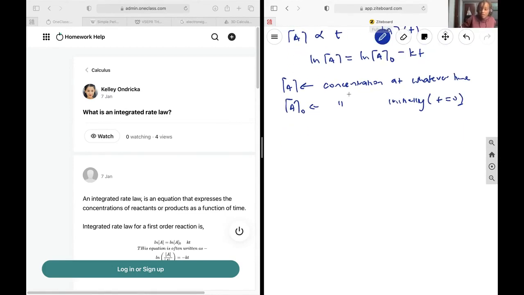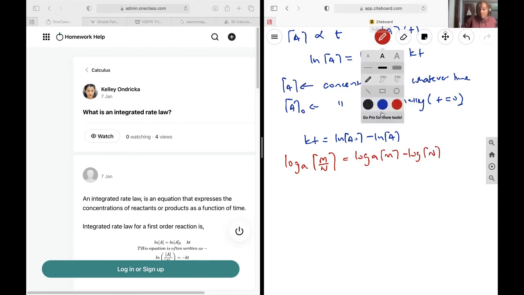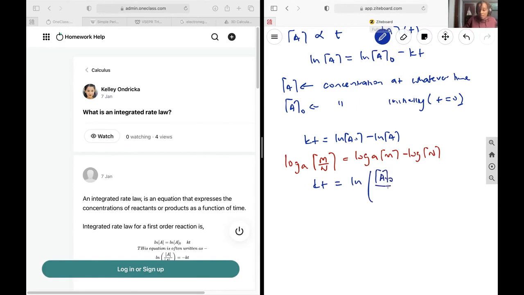And so if we just rearrange this equation, we can get that kt is equal to ln A0 minus ln A. And then we can use the logarithm rule in order to recognize that log base a of m over n is equal to the log base a of m minus log base a of n. These two both have the same base of e, so we can apply this. And we get that kt is equal to the ln of my initial concentration over the concentration at whatever time.